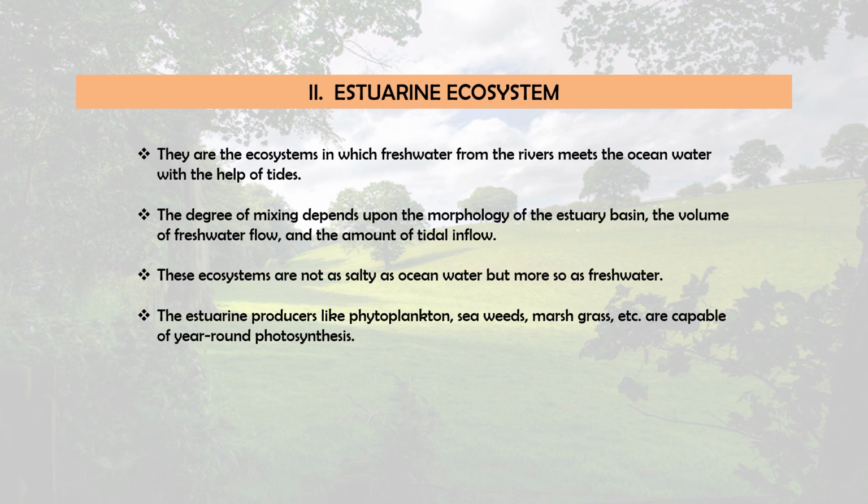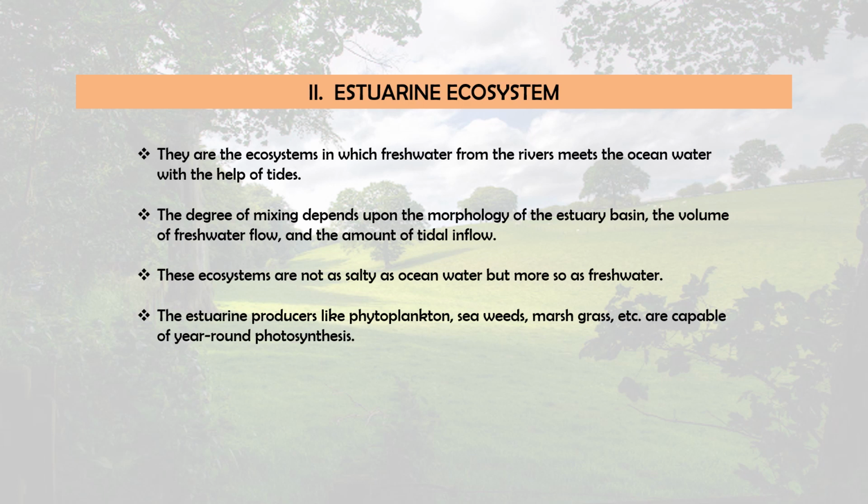Now the next one is the estuarine ecosystem. It is the ecosystem where fresh water meets the ocean water or the marine water. It is the area where rivers meet the ocean due to tides, and the degree of mixing depends on the morphology of the basin, the volume of freshwater flow, and the amount of tidal inflow.